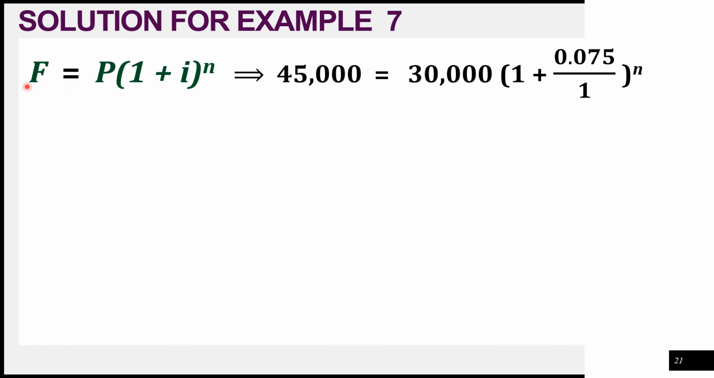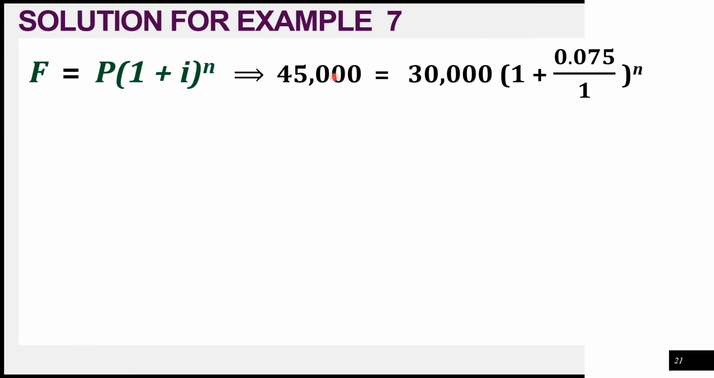We have F is 45,000 equals P, which is 30,000, times the quantity of 1 plus 0.075, which is the value of j, divided by 1, which is the value of m. We are using these values because i is equal to j divided by m. And then we have here this quantity raised to the power of n. n is an unknown value because we do not know the term yet.